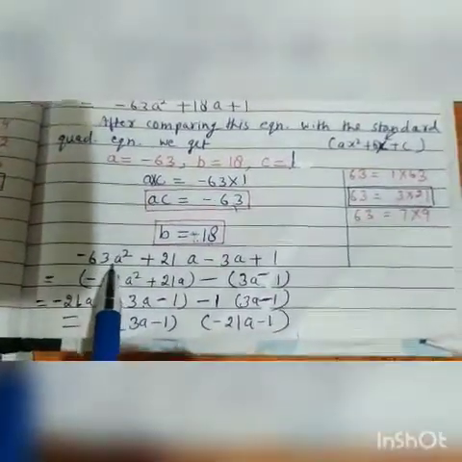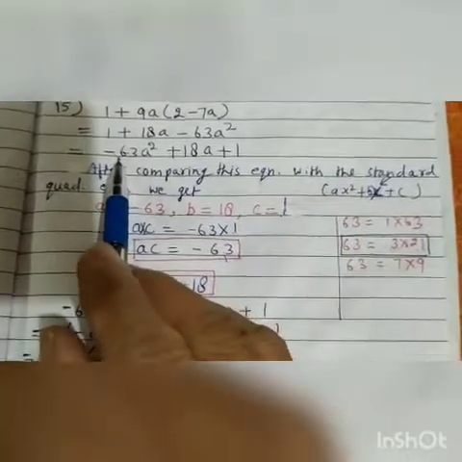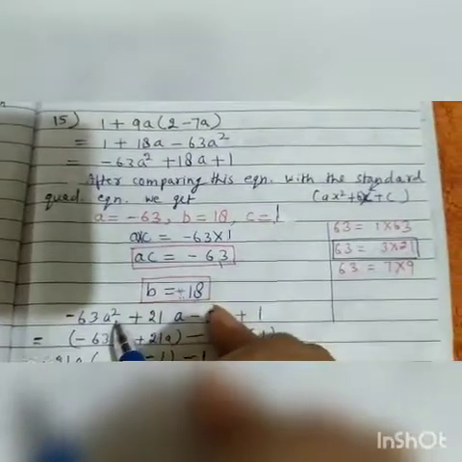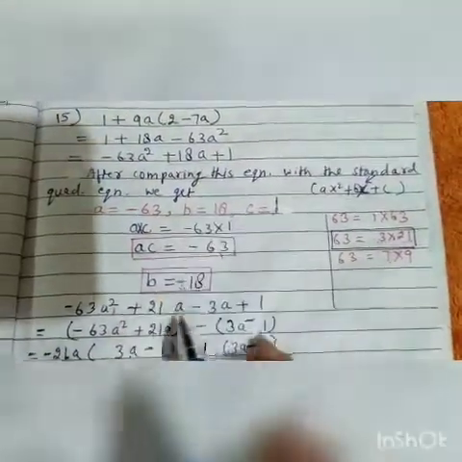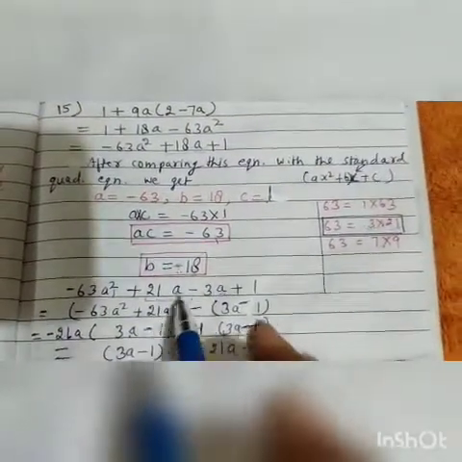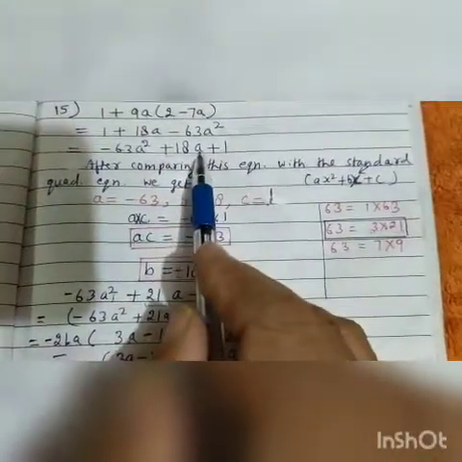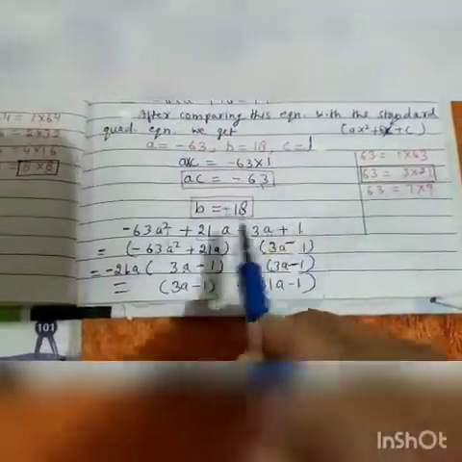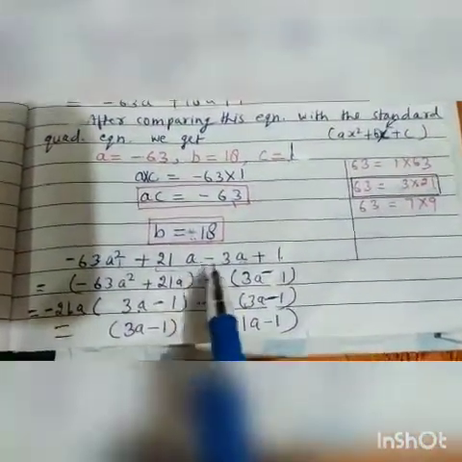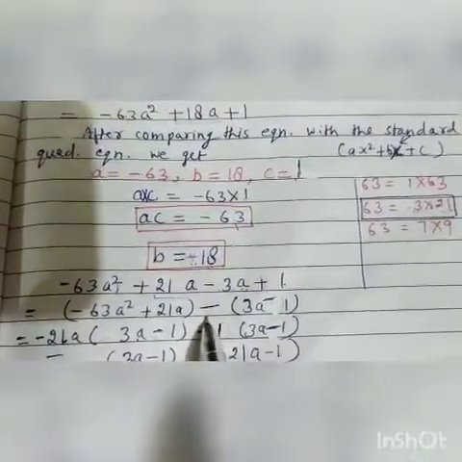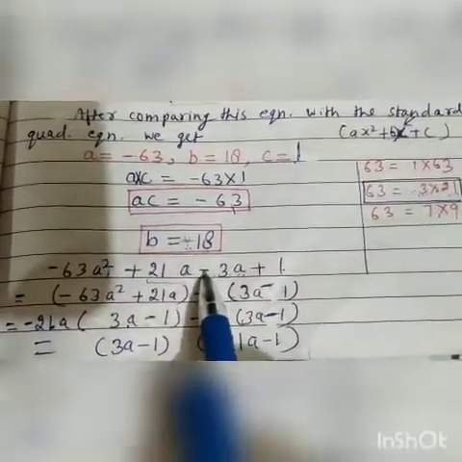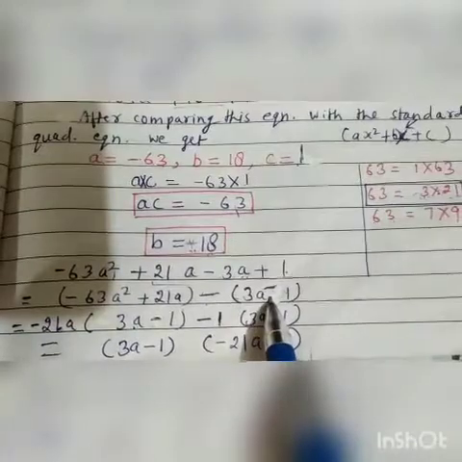Now this 63a square, this minus 63a square plus 18a plus 1 can be written as minus 63a square plus 21a minus 3a. See here, if we simplify this plus 21a minus 3a, we get plus 18a. Then this plus 1. Now make groups: minus 63a square plus 21a. Now this minus, then 3a plus 1 will be 3a minus 1, because out of this bracket we have taken this minus sign, so this sign will change to minus.